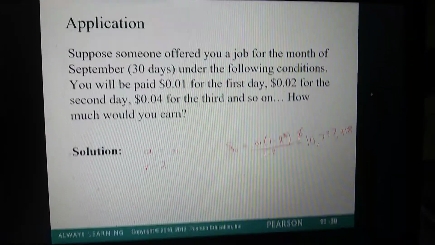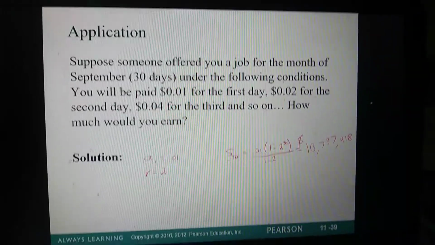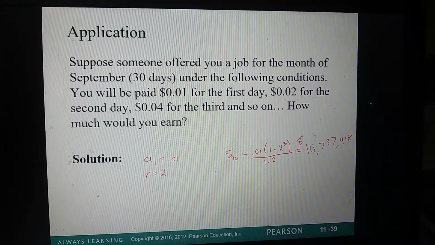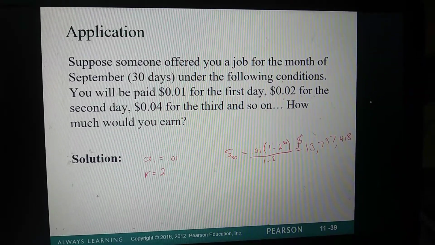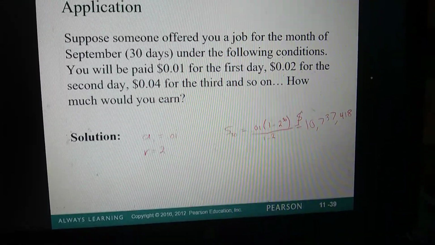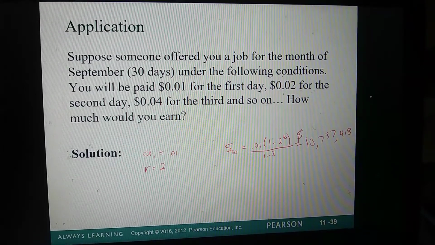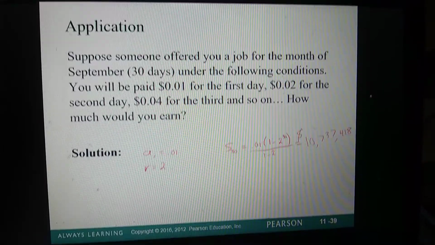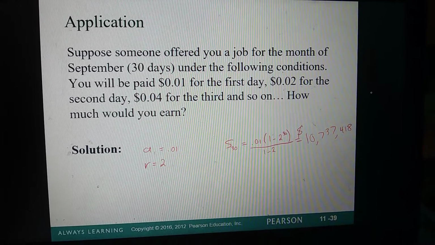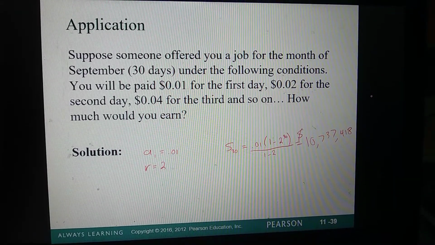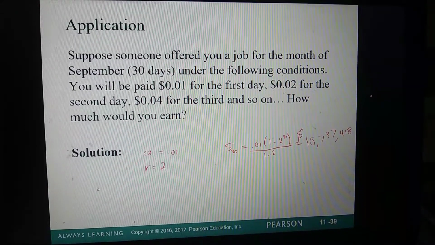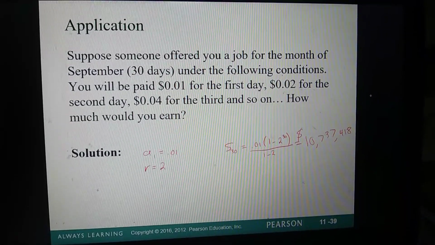And then finally, this is my favorite problem of the whole semester. When you look at this, suppose someone offered you a job for 30 days, and you look, and the first day you're going to get paid 1 cent, and then the next day 2 cents, the next day 4. So is it worth it? And obviously you can see from the solution, yes it is. But it's really kind of a neat problem. So your a sub 1 is 0.01, and then your common ratio, if you look at it, is 2.